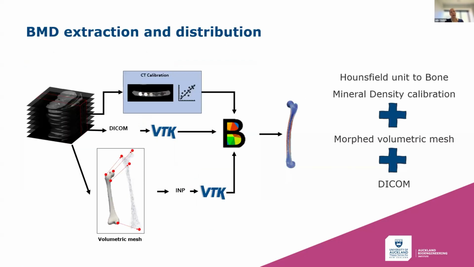The next step was to extract the bone mineral density information from the CT scans, and we were very lucky to have a calibration phantom in these CT scans where we could correlate the Hounsfield unit to the known density in the phantom, and then we could calibrate the entire bone. And we used BoneMat to put the bone mineral density from the CT scan onto our volumetric mesh.